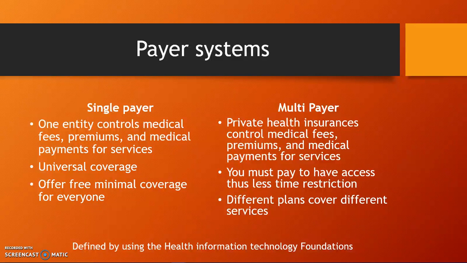A multi-payer system, on the other hand, is one that is run by private health insurances, and they control medical fees, premiums, and medical payments for all medical services. An advantage is that you must pay to have access, which means fewer people are able to pay, so there's less time restriction. And you also get choices. Different plans cover different services. This means that you can choose a plan that pays for major surgeries and helps cover you, or just plans that cover minimal clinical visits through a year for you and your family.